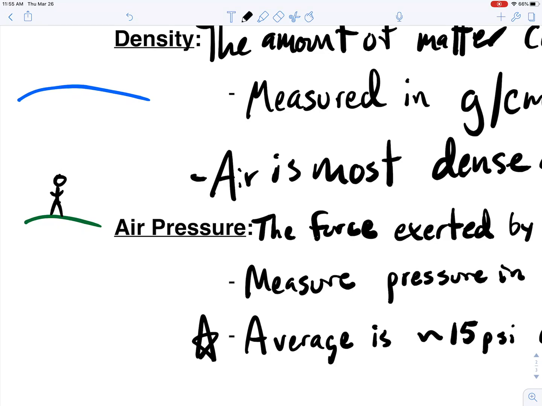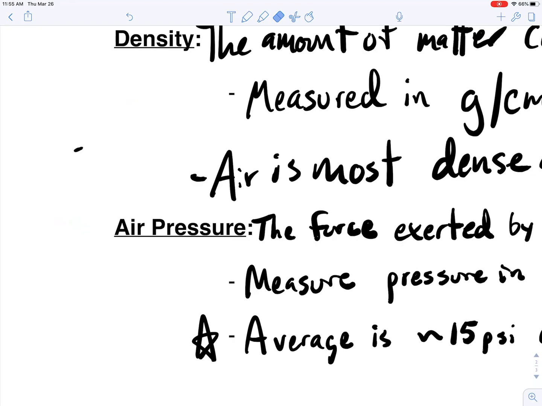Now, if I go higher up in the atmosphere, let's say I climb a mountain or go for a ride in a plane, right? So here we go. Here's my mountain. Now I'm standing on top of a mountain. Check it out. I've actually got less air above my head weighing down on me, and I'm going to experience less air pressure. And we all experience this in our day-to-day lives.